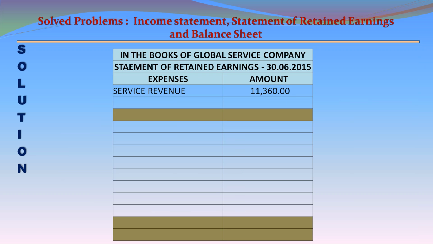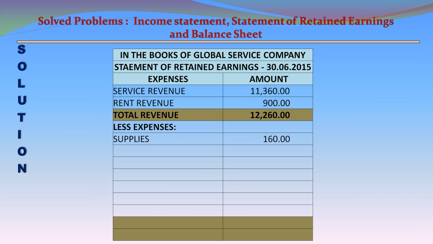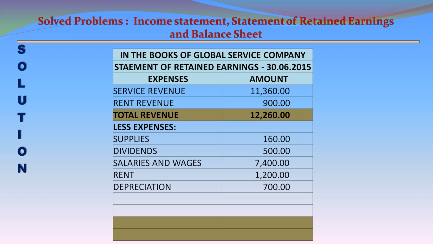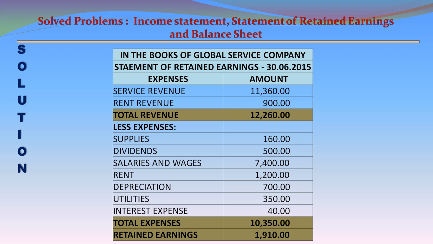Service revenue 11,360. Rent revenue 900 rupees. Total revenue 12,260. Less expenses, supplies 160. Dividends 500. Salaries and wages 7,400. Rent 1,200. Depreciation 700. Utilities 350. Interest expense 40. Total expenses 10,350.